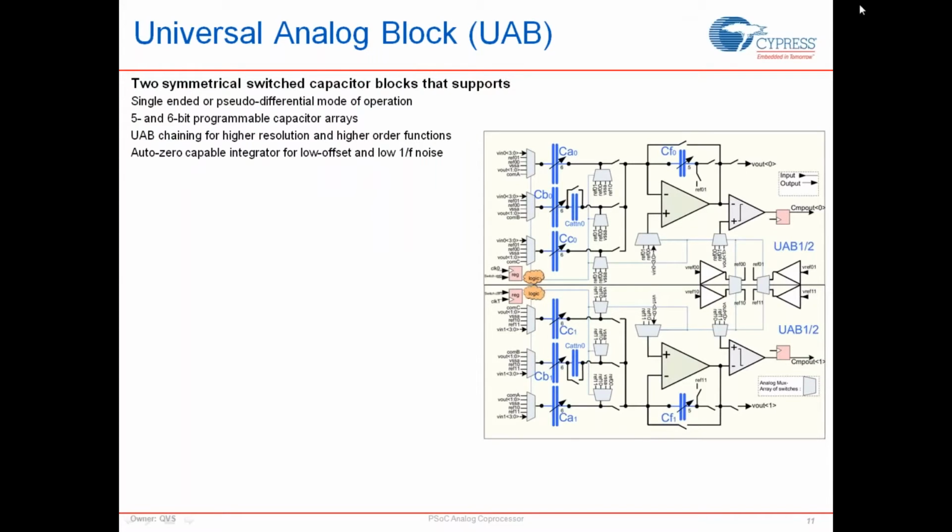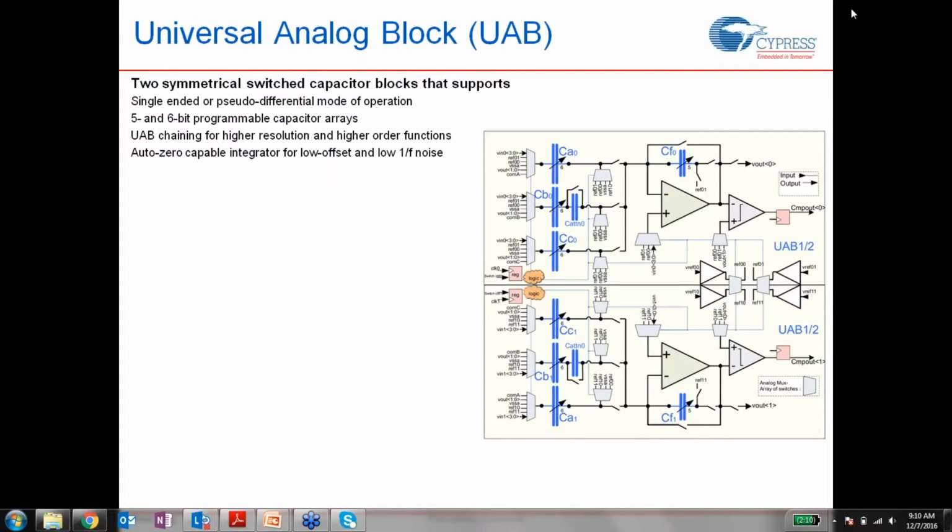So the UAB is a switched capacitor block. The way I look at it is, there are two halves to a UAB. Each half has an op-amp, and around the op-amp I have a bunch of capacitors, which are configured in a switched capacitor mode, which means you have switches around the capacitor that let you, in one phase, charge the capacitor, and in another phase, discharge it.